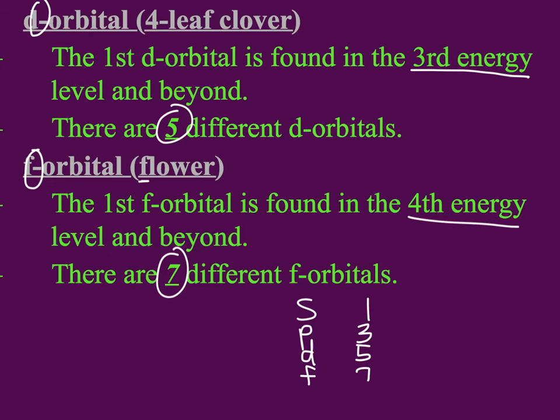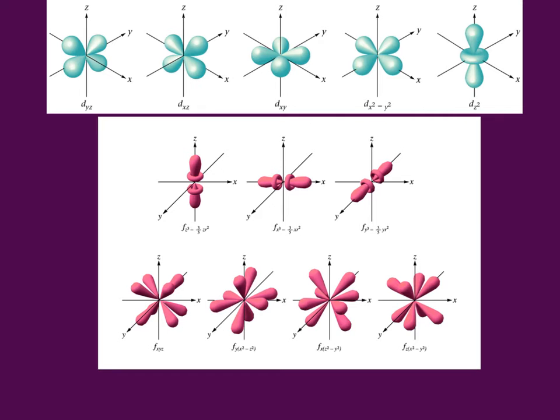Okay? All right, now here's a picture of what the D's and F's look like. So the D's are on top. Notice that most of these look like 4-leaf clovers, but then of course this one looks a little different, kind of looks like 2 pacifiers stuck together. So notice there are 5 different D's. 2 electrons in each one. So 2 electrons bouncing around in those clouds, 2, 2, 2.